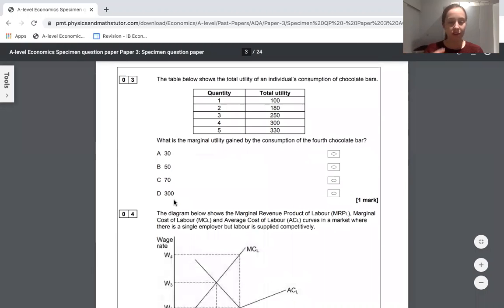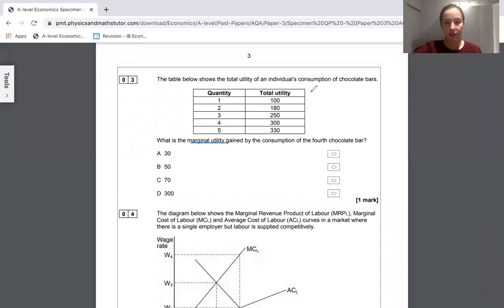This one's a great question. Love this one, total utility. Here they're asking about marginal utility. The equation for marginal utility is the change in total utility divided by the change in quantity. So as I change my quantity from 1 to 2, utility changes by 80. So the marginal utility would be 80 divided by the change in the quantity, which is just 1. 80 divided by 1 gives me a marginal utility of 80.